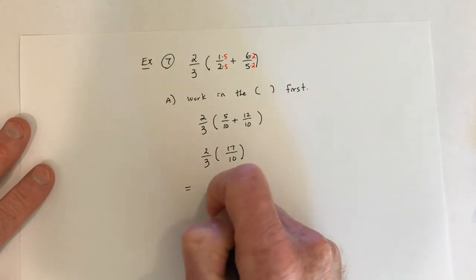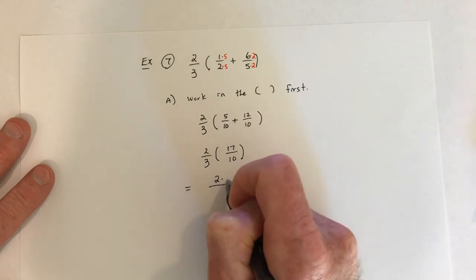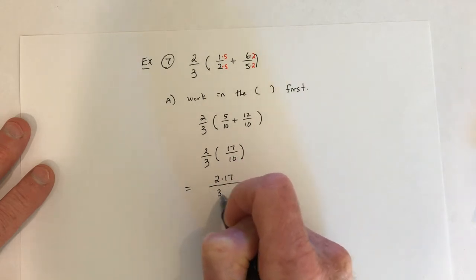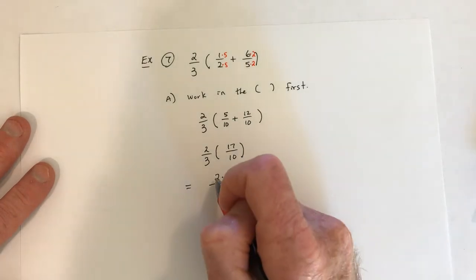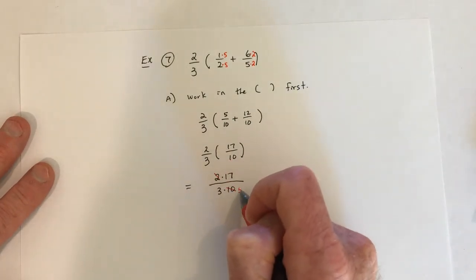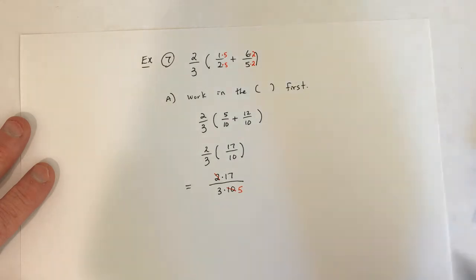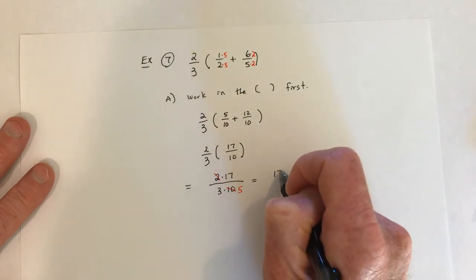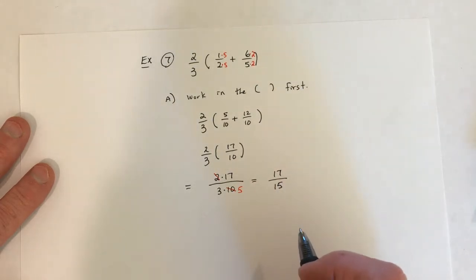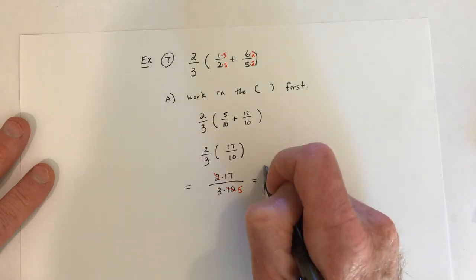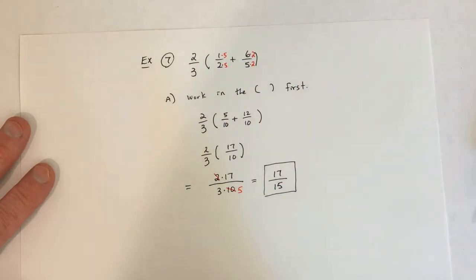And then you can write that as one fraction where it's 2 times 17 and then 3 times 10. Like I was saying with the last problem, you could write this as 34 over 30 and then reduce. But I prefer to reduce right now while the numbers are smaller. So a 2 divides into a 10 5 times. And so it turns out that it's 17 on top and 3 times 5, 15 on the bottom. And because 17 is prime, that cannot be reduced. It's finished.